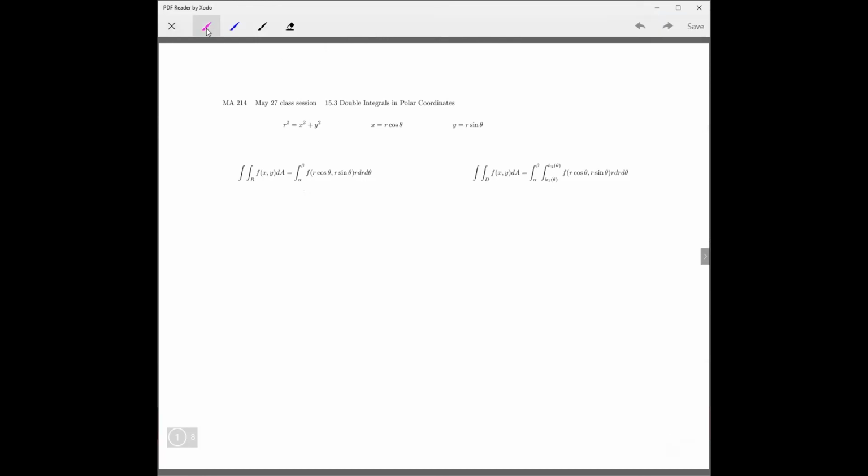Double integrals in polar coordinates. So here are some familiar formulas.